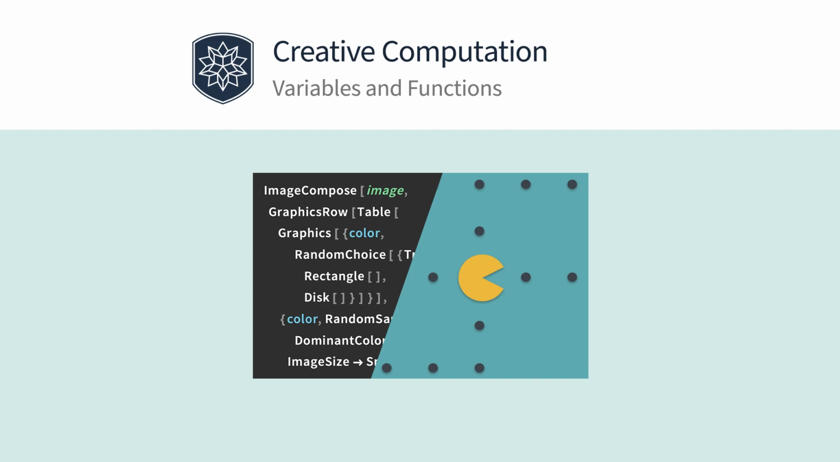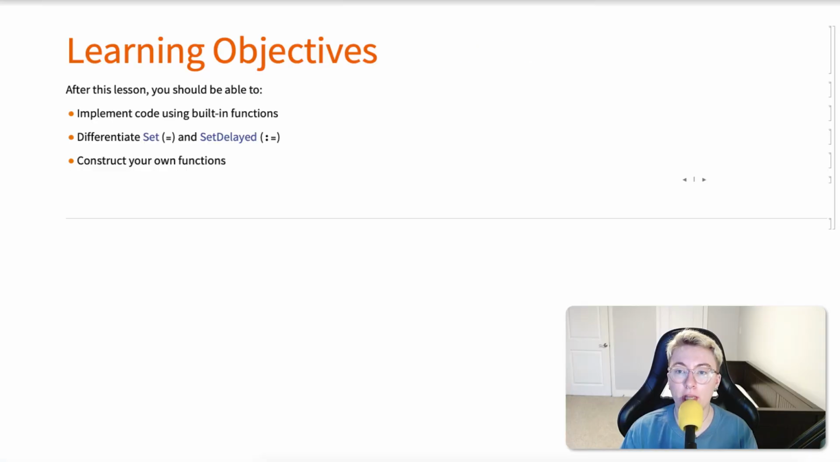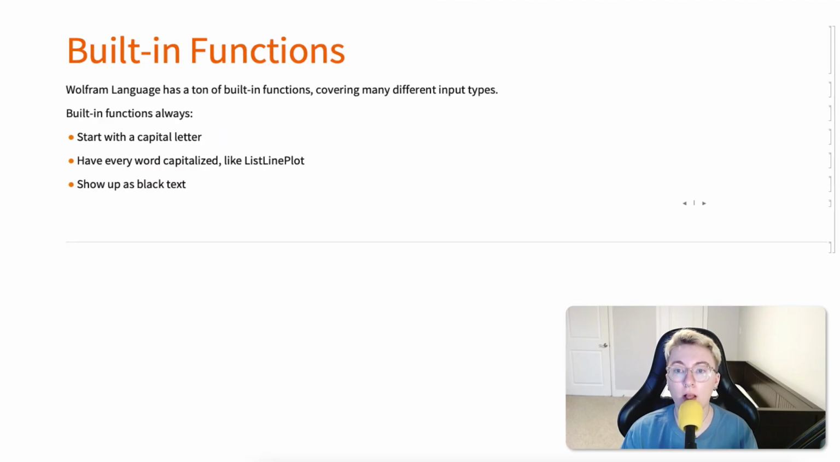In the first section of this course, we're going to build up our basics before tackling our first mini project on computational art. This chapter of the section will cover how we can use functions already built into the Wolfram language, as well as how we can use functions like Set and SetDelayed to work with functions and variables we define ourselves. There are a lot of built-in functions in Wolfram language.